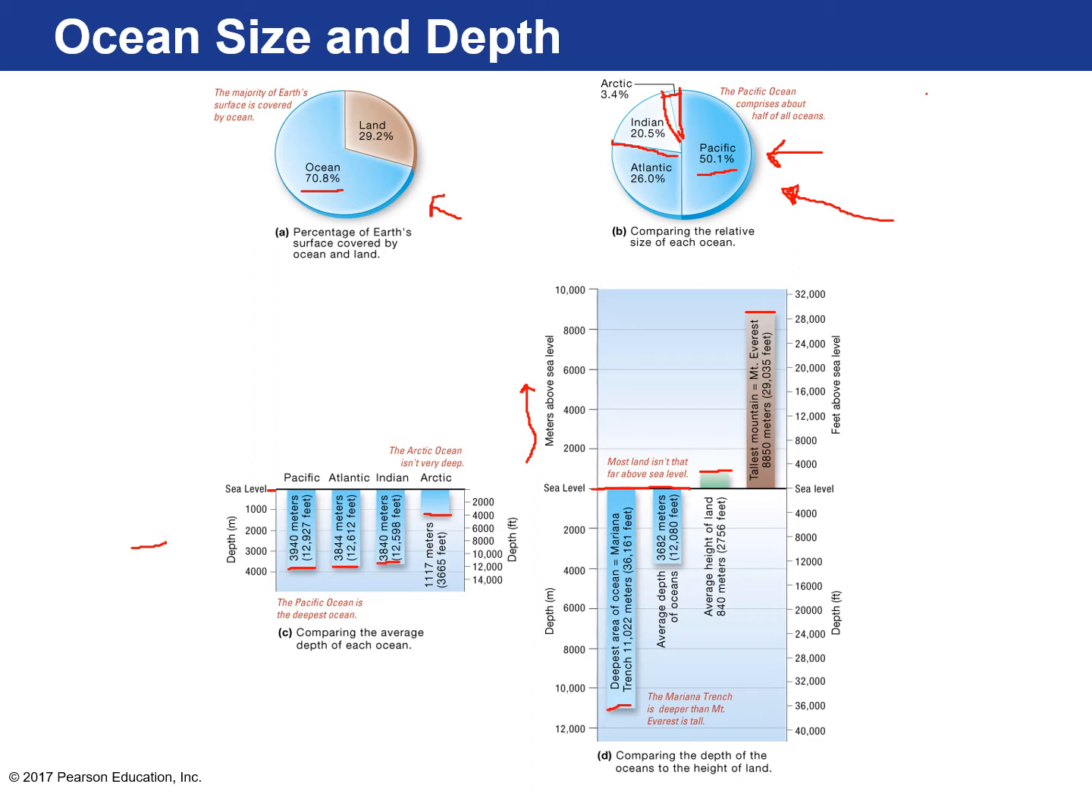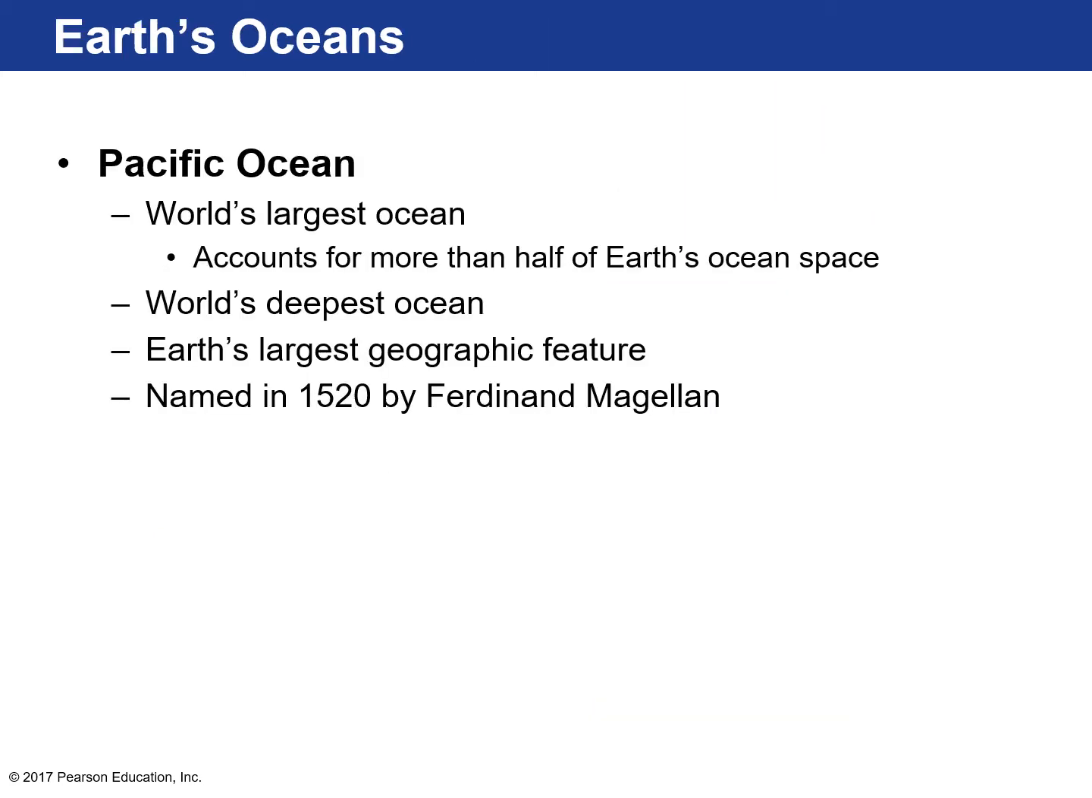And then here is the average depth of all the ocean. On average, if you were to randomly drop somewhere in the ocean, you'd be almost 4 kilometers below the sea surface. That gives you an idea of how vast and how deep the ocean is. The Pacific is by far the largest and deepest, and it was named by Ferdinand Magellan when he was navigating through the Pacific. He named it after its calm waters in 1520.